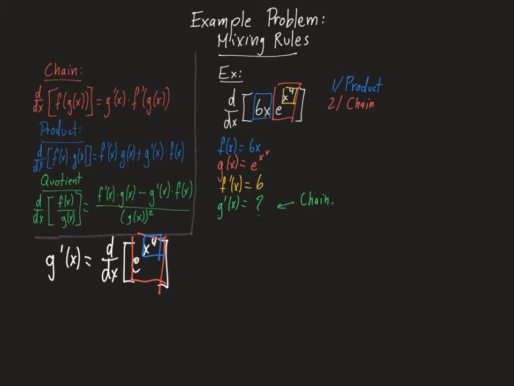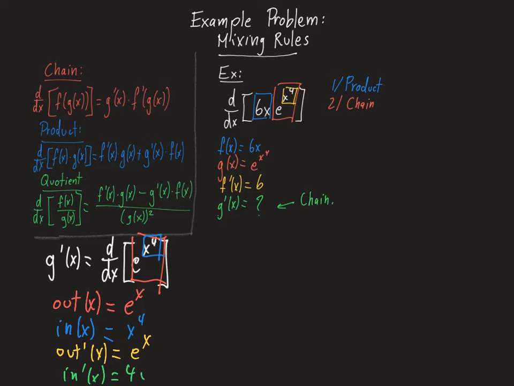All right, so in order not to get too confusing, I'm going to call these functions, which I'm going to write out now, out of x, which we see is equal to e to the x, and in of x, which we see is equal to x to the fourth. Now, as always, the first thing I tell you guys to do is to write out their derivatives. So out prime of x is the derivative of e to the x, which is e to the x. And in prime of x is the derivative of x to the fourth, which is 4x cubed.